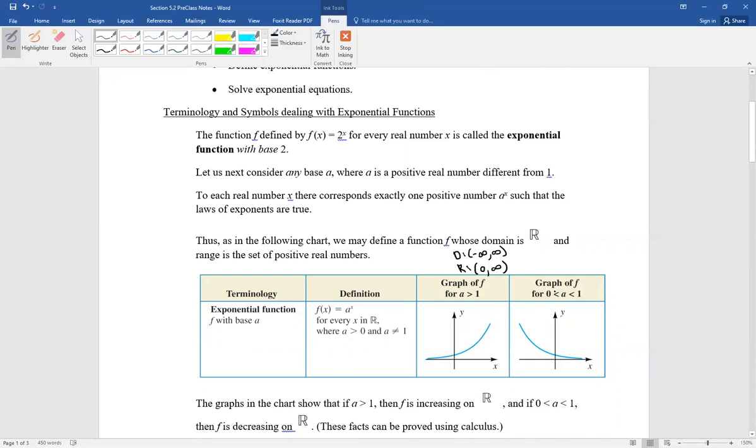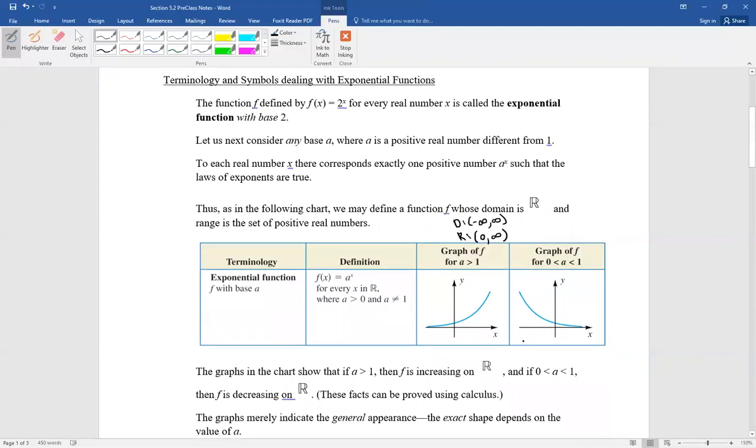And if your a is a fraction between 0 and 1, like 1/4 or a half, a third, 2/3, then you'll notice that as you go from left to right, as your x's are getting larger, your y values are actually getting smaller. So you're not growing, you are what we call decaying from left to right, so you're decreasing. The increasing and decreasing depends on whether our base a is bigger than 1 or between 0 and 1. Those are the two different types.